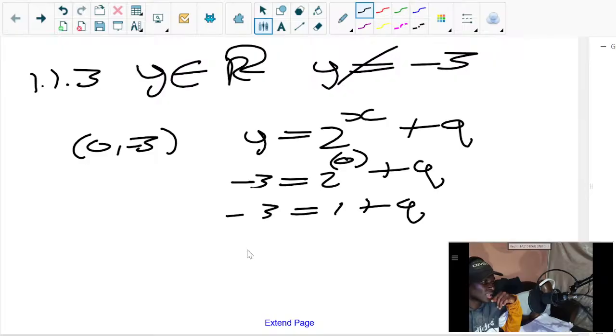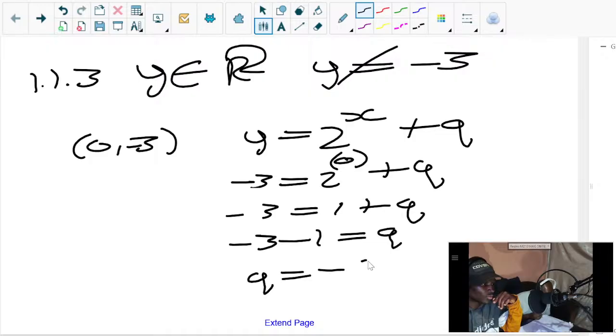Transpose the 1 to the other side. We have minus 3 minus 1 is equivalent to q. Therefore, q is equivalent to minus 4, which we showed you. So you can say therefore. Okay, next, what do we have?